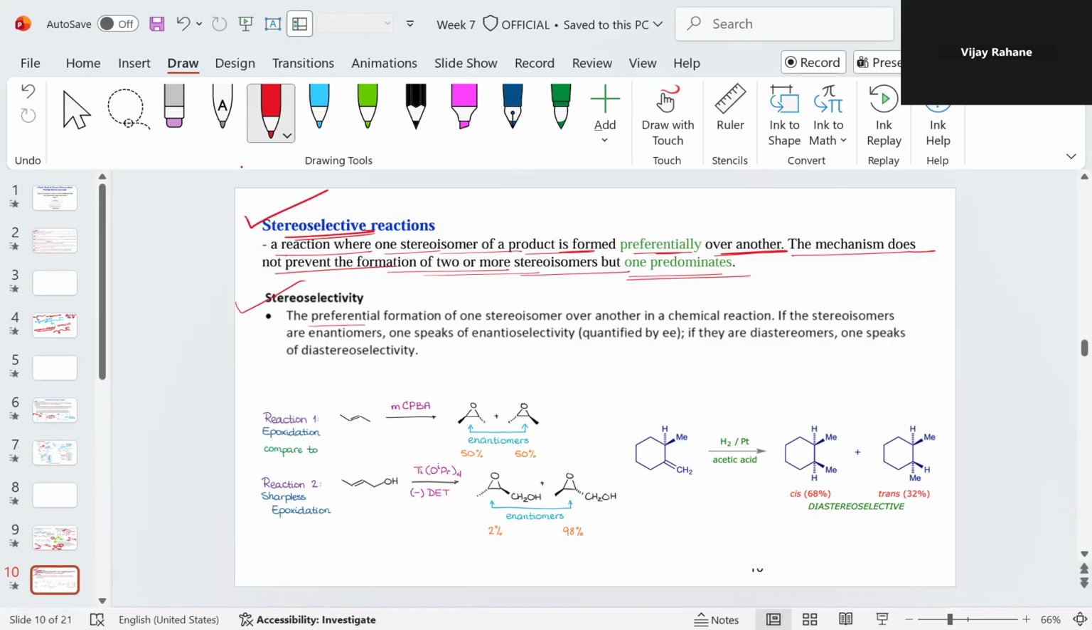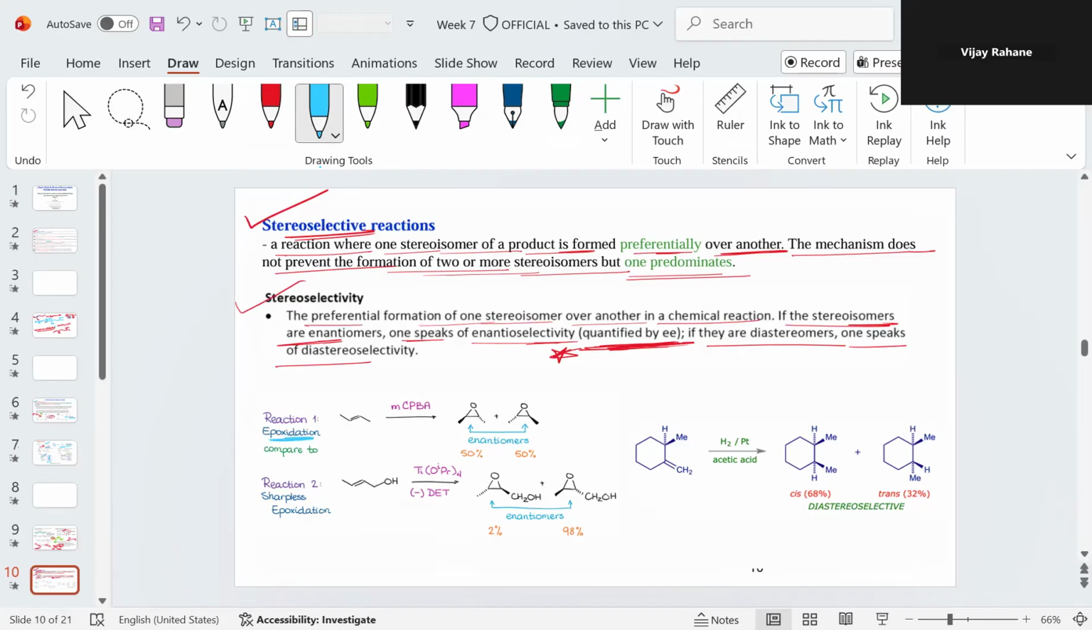And selectivity is the preferential formation of one stereoisomer over another in a chemical reaction. If the stereoisomers are enantiomers, we'll speak about enantioselectivity, that is quantified by enantiomeric excess. So what is this enantiomeric excess? I will also cover that. Just remind me, I will discuss this enantiomeric excess as well as diastereomeric excess in the later part of this video. If the diastereomers are involved, that will be diastereoselectivity. So let's take an example of stereoselectivity.